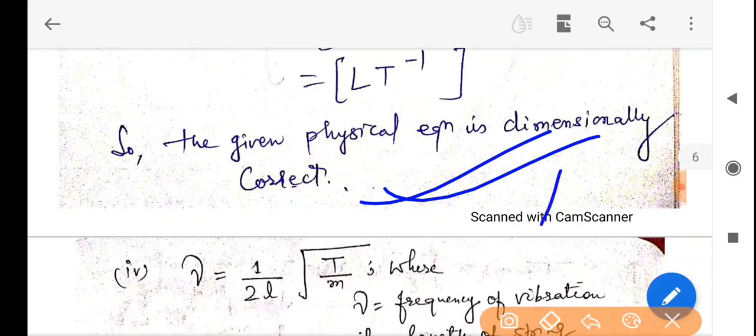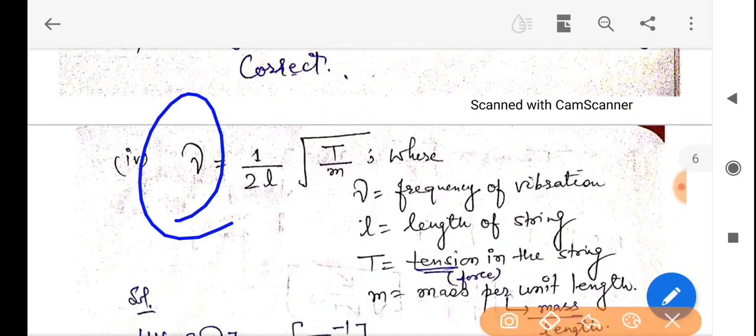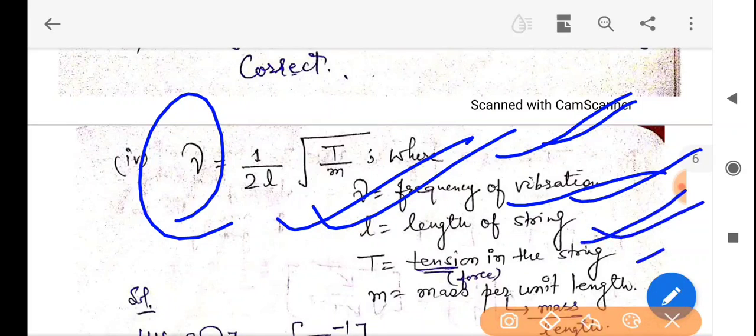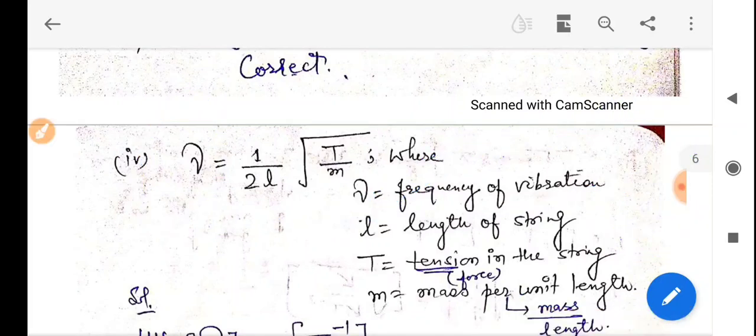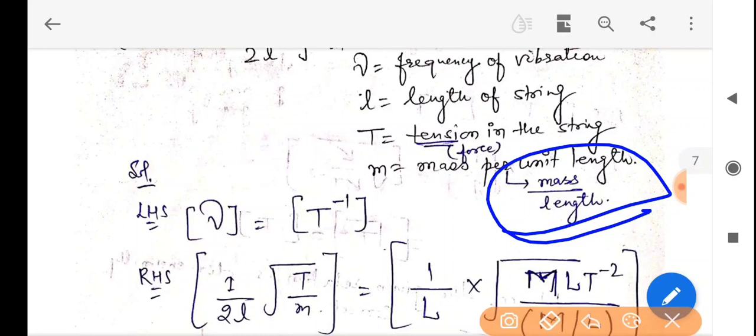Now the fourth question is for frequency. This is frequency, dear students. Frequency of pendulum is equal to 1 by 2L square root T upon M, where nu equals frequency of vibration, L equals length of string, T equals tension in the string, and M equals mass per unit length. Mass per unit length means mass divided by length.